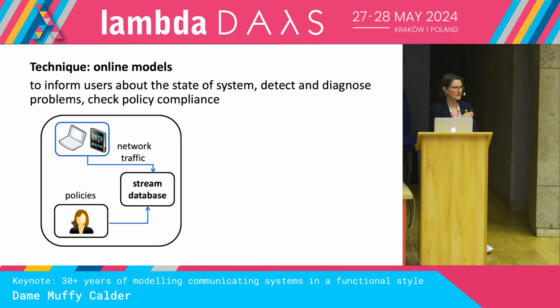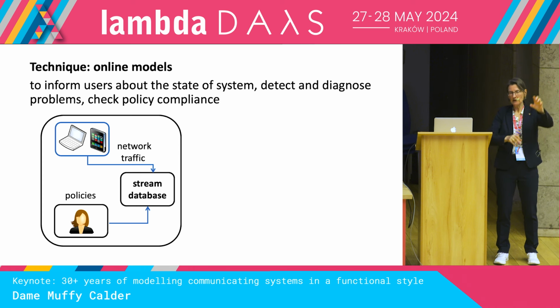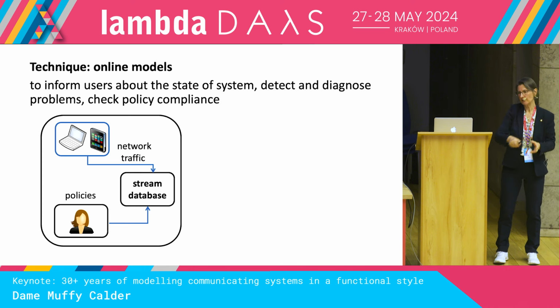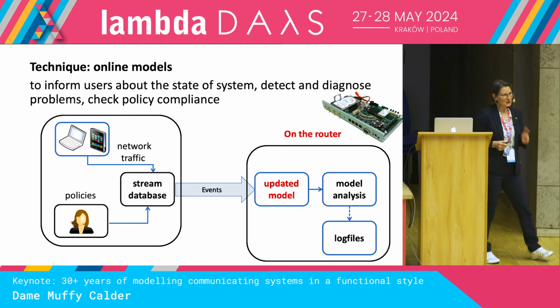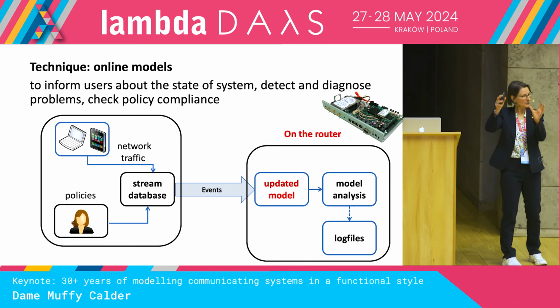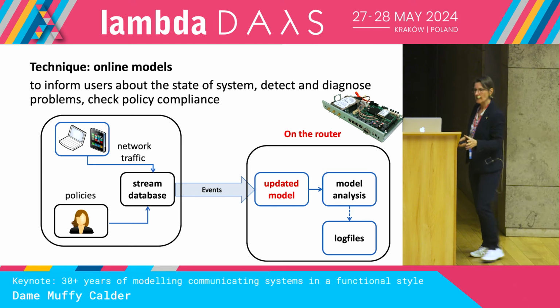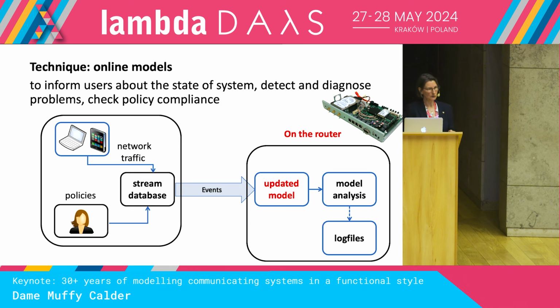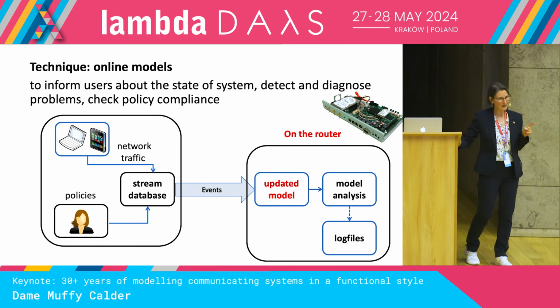So here's a description of the scenario. On the left you've got network traffic happening, you've got network events, and you've got policy events, so you can invoke a policy. And these are both captured in a stream database as events, which is then used to update a model. So in effect, we're keeping a model that is a reflection of the state of the system over there, and then performing analysis on that model, and all of that's on a router. Now, you may be saying, digital twin. This was 2011, before the word had been coined, right?